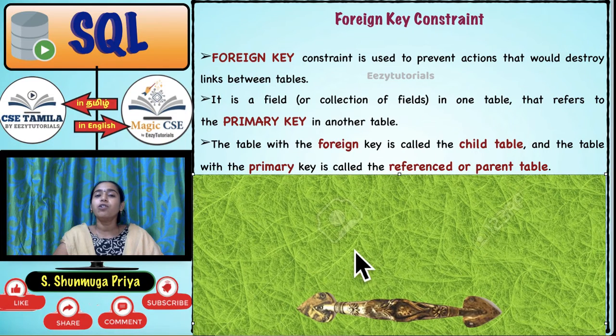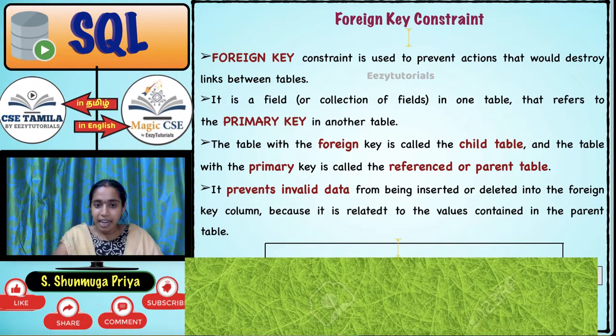So if you want to create a foreign key in a table, you are willing to make a particular attribute a foreign key, then the same attribute should be the primary key of some other table. Then only it is eligible to create a foreign key. We will see an example.